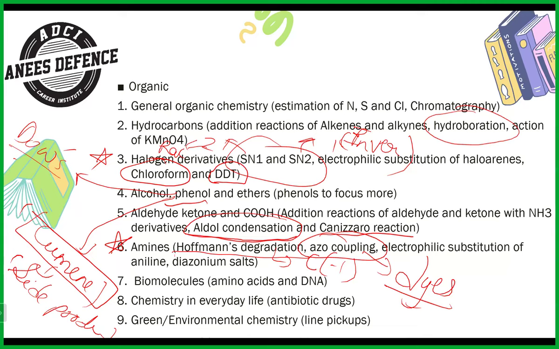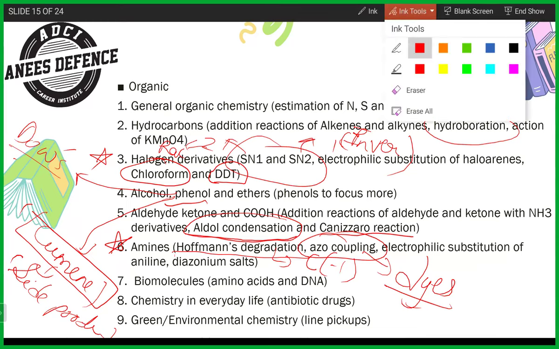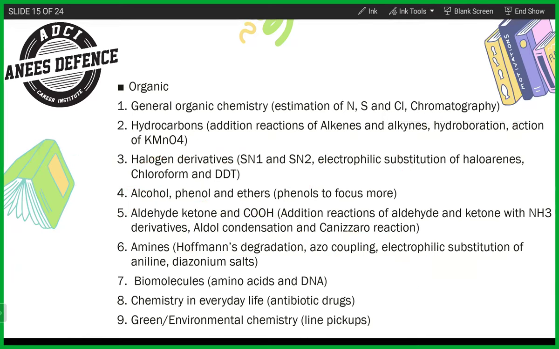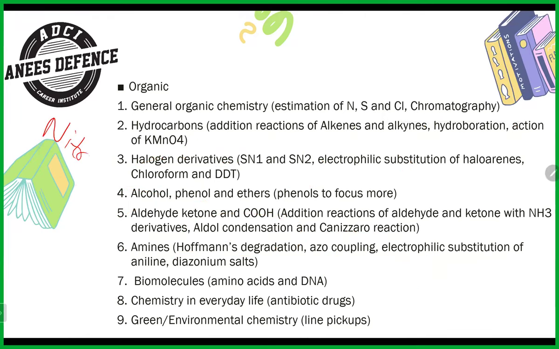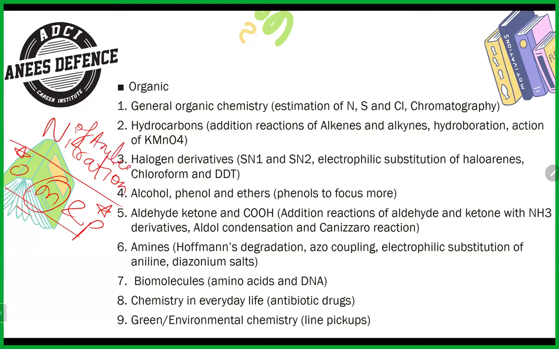Electrophilic substitution of aniline, I would say only the ones which are nitration. Nitration reaction is very important. Why? Because nitration gives us three products: ortho, meta, and para. Now, we generally expect to get ortho and para, but in nitration of aniline, we get meta also. Why is this?